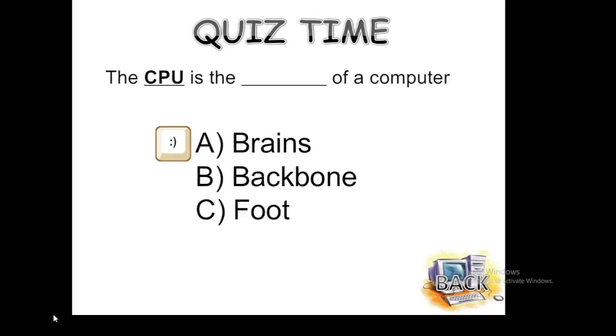The CPU is the blank of a computer. Answer A, brains. Answer B, backbone. Answer C, foot. The CPU is the brains of a computer.